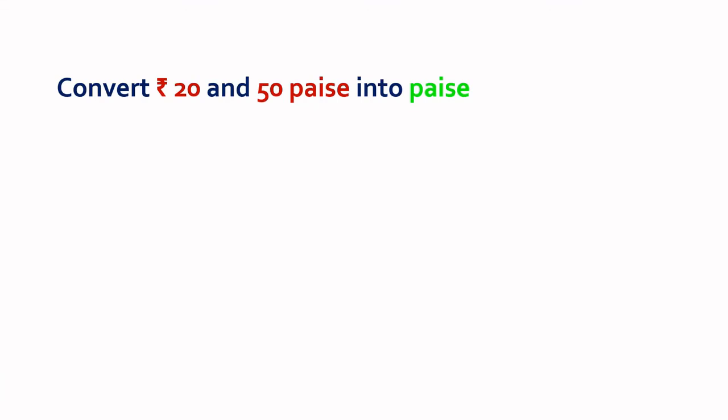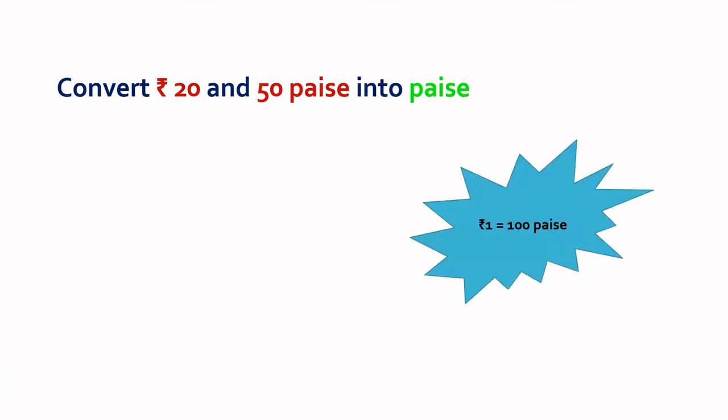How to convert 20 rupees and 50 paise into paise? Children, as we know, 1 rupee is equal to 100 paise. But here in this example, you can say the rupee part is also there and the paise part is also there. But here we will convert only the rupee part into paise and will add paise to it. So here we will just multiply only 20 with 100 and will add 50 paise to it.